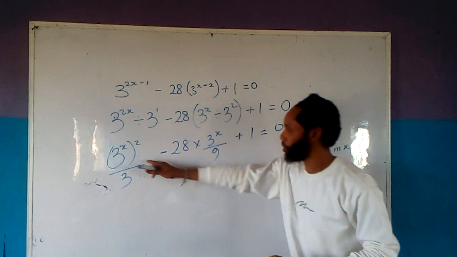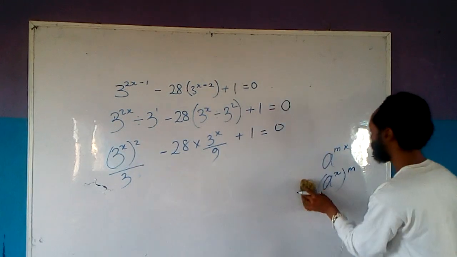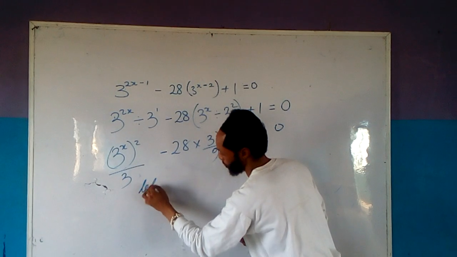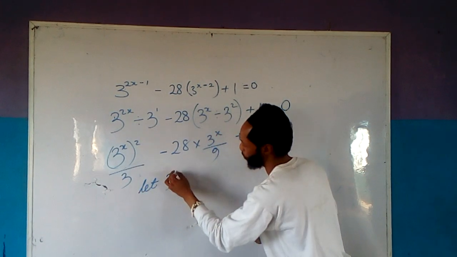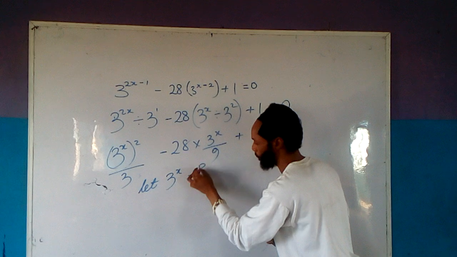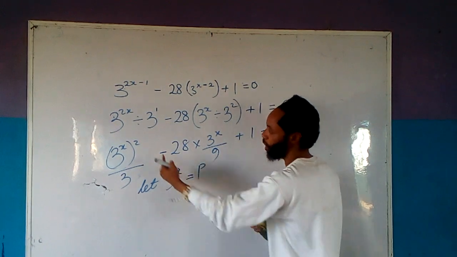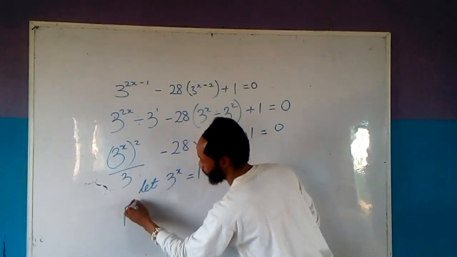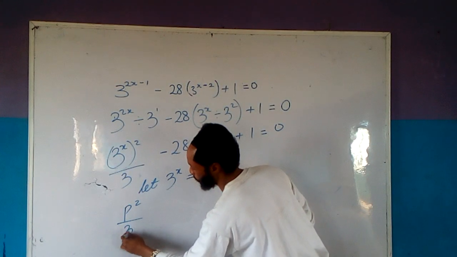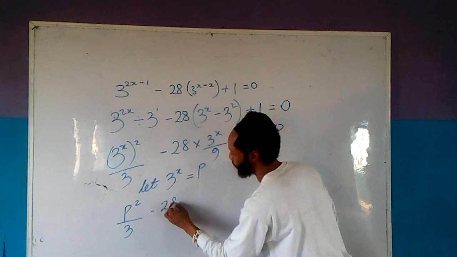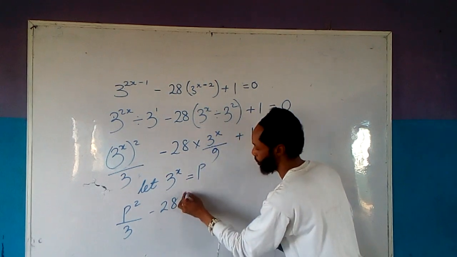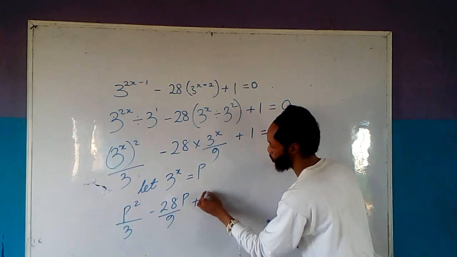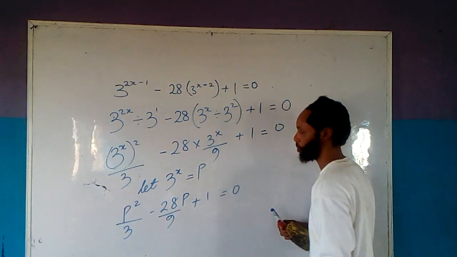Now, there was a reason why I did this. We're going to say let 3 raised to power x equal the letter p. So when you see 3 raised to power x, you put p. So this is going to be p squared over 3, minus 28p over 9, plus 1 equals 0.